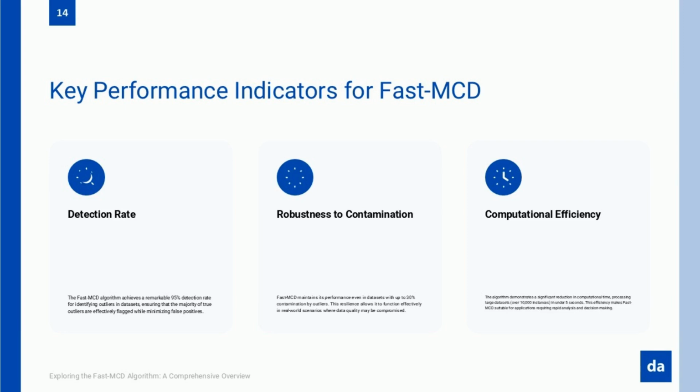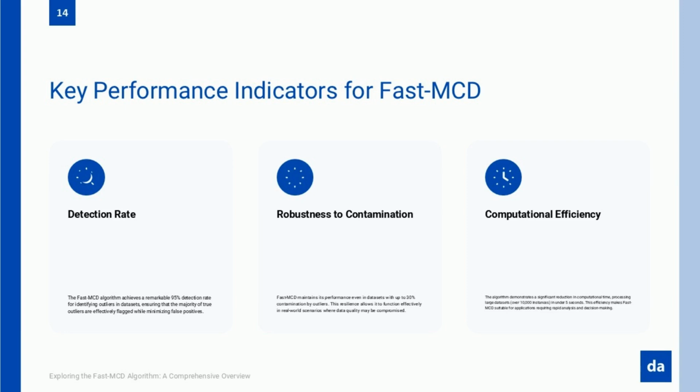Let's start with the detection rate. FastMCD achieves an impressive 95% accuracy in spotting outliers. That means nearly all the data points that don't belong are correctly flagged while minimizing false alarms. Compare that to traditional methods, which often get tricked by extreme values, and you start to see why this algorithm is such a game changer.